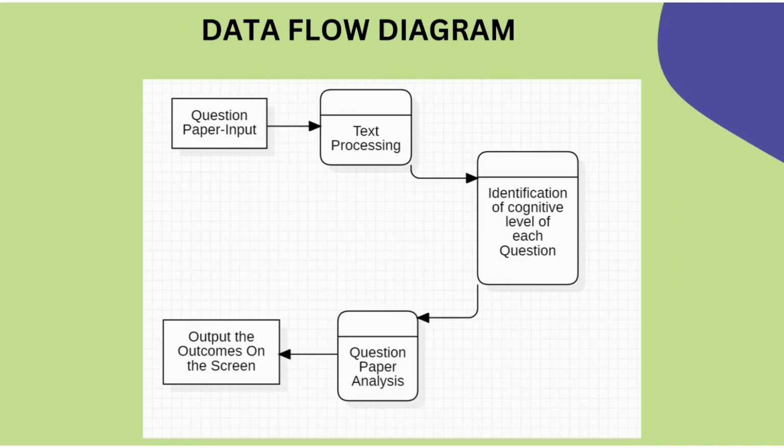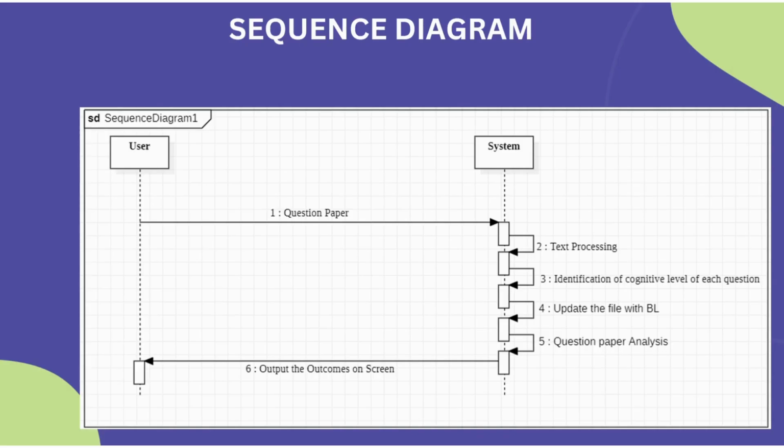The data flow diagram illustrates the flow of data within the system. It shows how information moves from one component to another, highlighting the processes and transformations that occur along the way. By analyzing the data flow diagram, we can gain insights into how the system handles data and performs the necessary computations. Moving on to the next point, we have the sequence diagram.